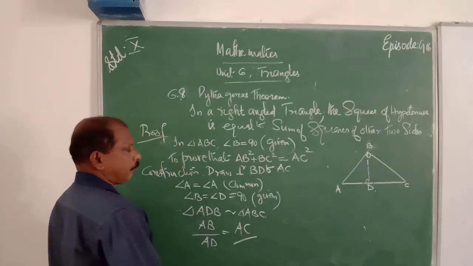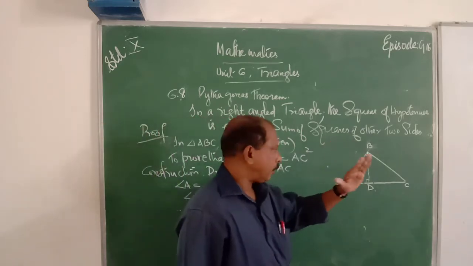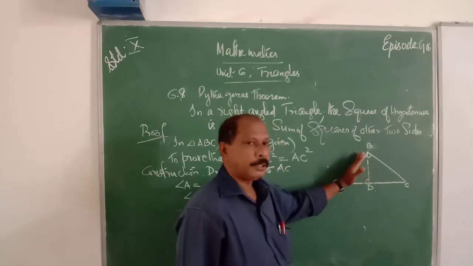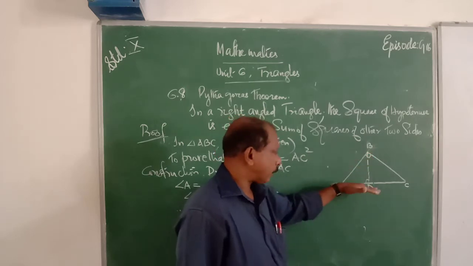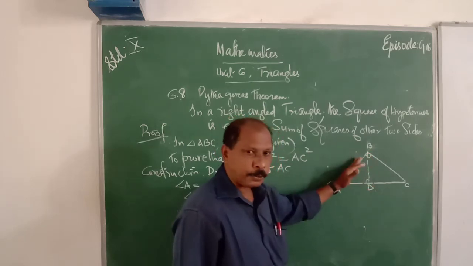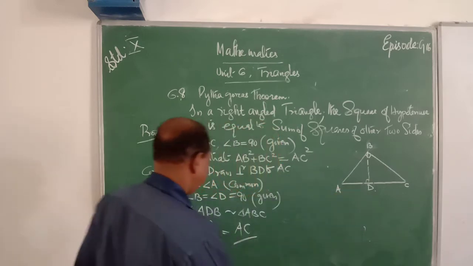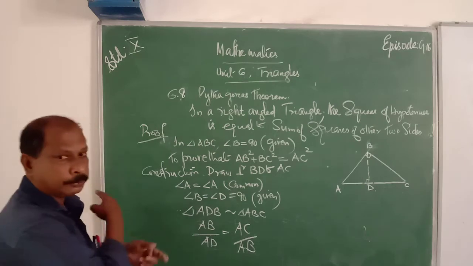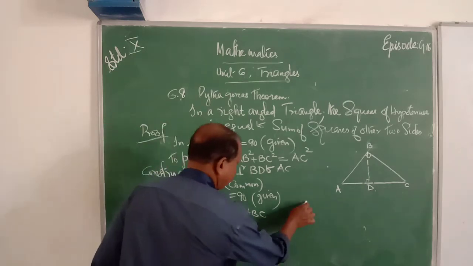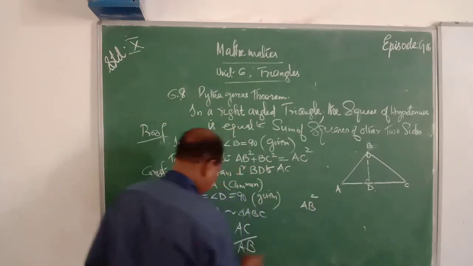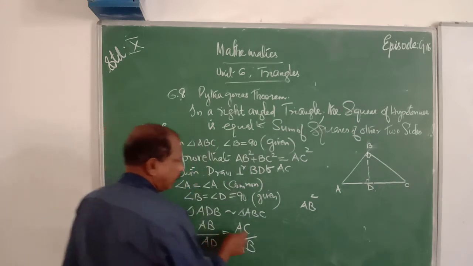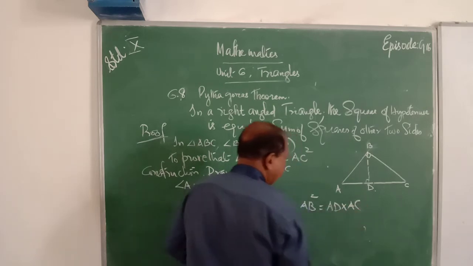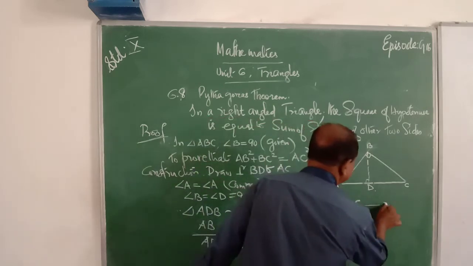For the large triangle, AC is the hypotenuse and AB is the base. For the smaller triangle, AB is the hypotenuse and AD is the base. Therefore, AB by AD is equal to AC by AB. Cross multiplication gives AB square, that is AB into AB, is equal to AD into AC. This is equation number 1.